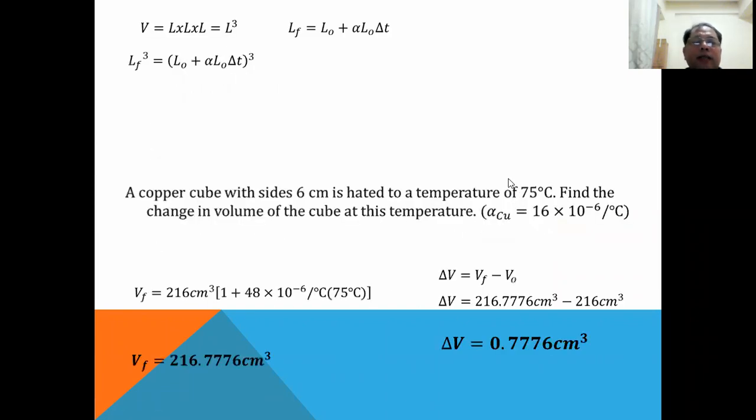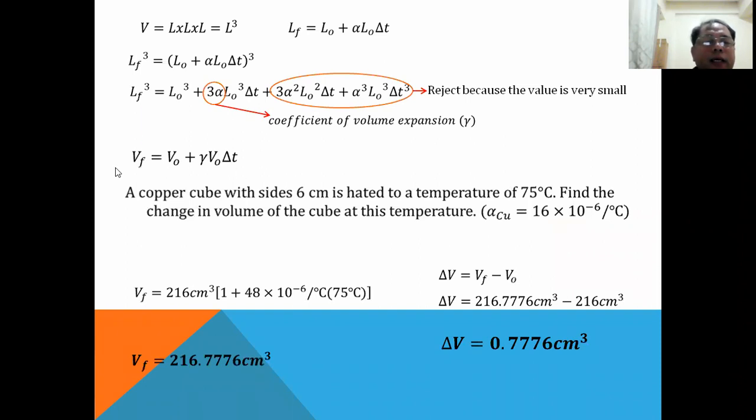And we can apply the same technique of finding the final volume by using this gamma symbol, this symbol that looks like Y. This gamma symbol is called the coefficient of volume expansion. And what's the relationship of the gamma value? That is 3 times our alpha. Our coefficient of area expansion beta is twice alpha, but this one is 3 times already. So this is the value of our change in volume. If you add it to the original volume, then you'll get the final volume of the material.